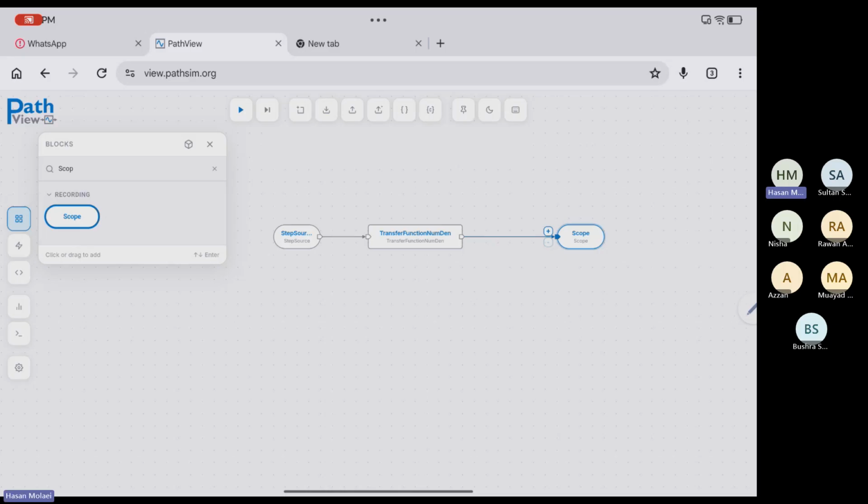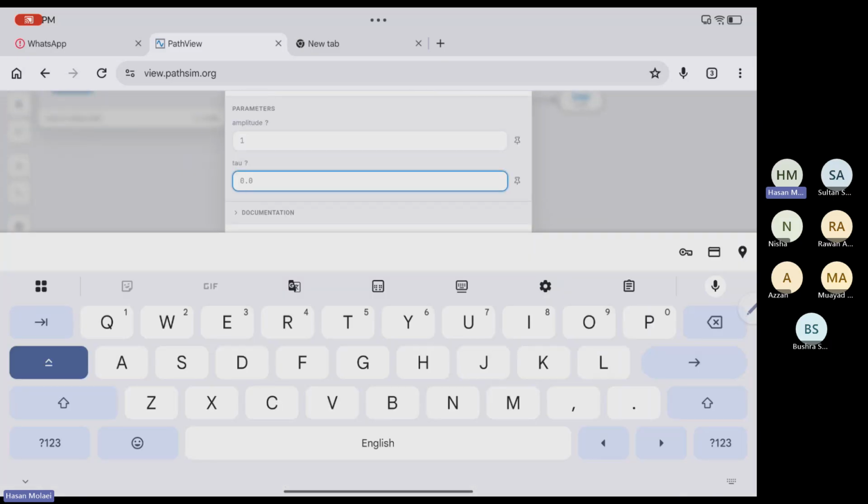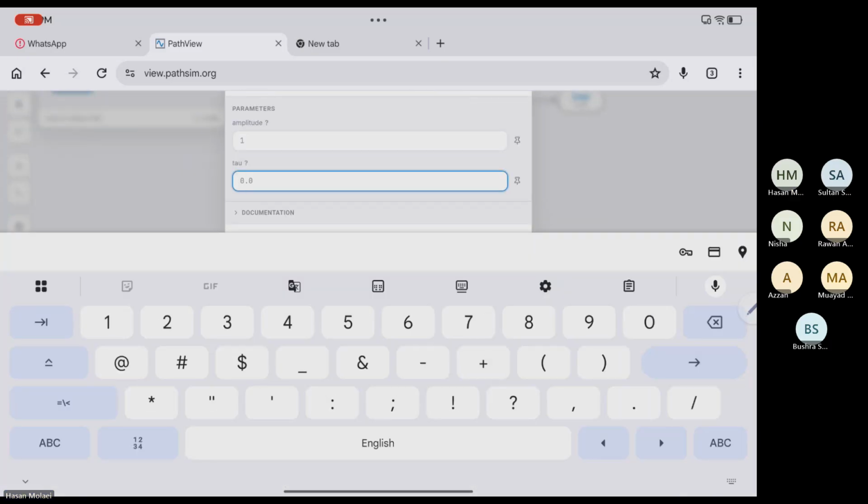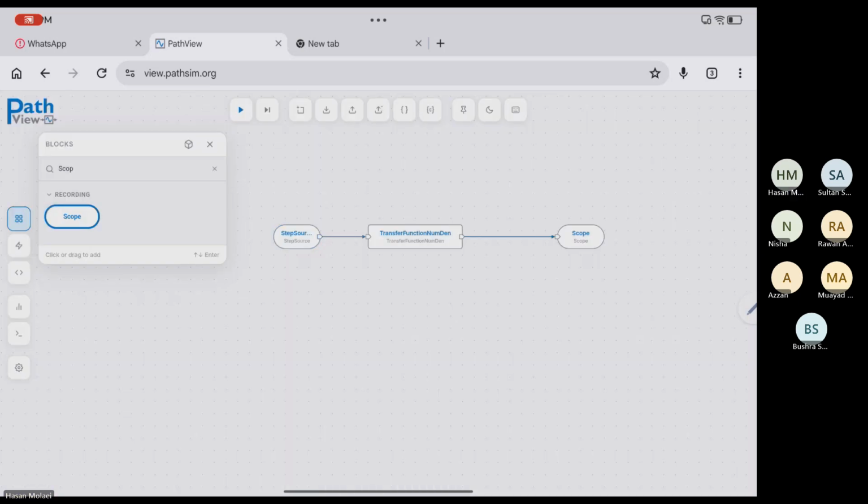Apply 2-second delay for step 2 to see it better. For step source, I'm applying 2-second delay. And we want to check how much is the delay time.